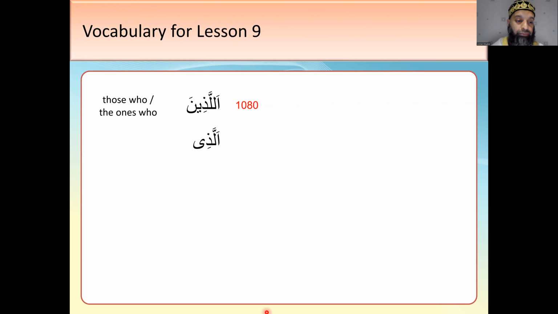Alladhi. Oh, good. Somebody already wrote it. Yes. So this is plural, this is singular. You can tell by the noon. Alladhina, those who. Alladhi, the one who. Very similar, just one is singular and one is plural. Alladhi, the one who. Alladhina, those who, the ones who.